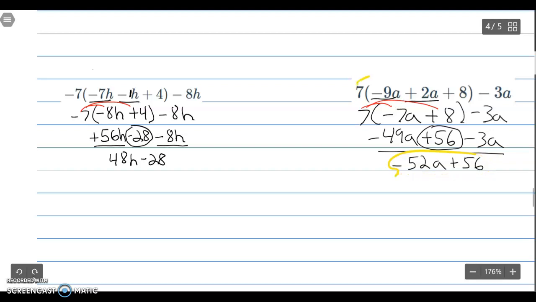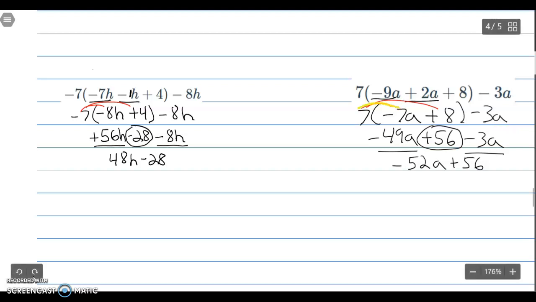Okay, I took the 7, I distribute. Well, actually, before I distribute, I combine the negative 9a and the positive 2a to get me negative 7a. Different signs, find the difference. And then brought down that 8 inside the parentheses, the 7 on the outside, and the negative 3a on the outside.